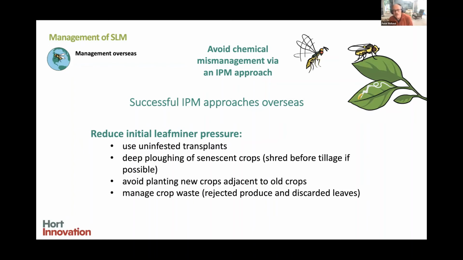And overseas, it's been shown if you can actually spread the material before tillage, it will help a lot as well. If you can avoid planting new crops adjacent to old crops, that's useful. And also managing crop waste, the rejected produce and discarded leaves. If you have a heap of old mined leaves in a shed nearby, that's going to be a reservoir for more flies to infest your crop.